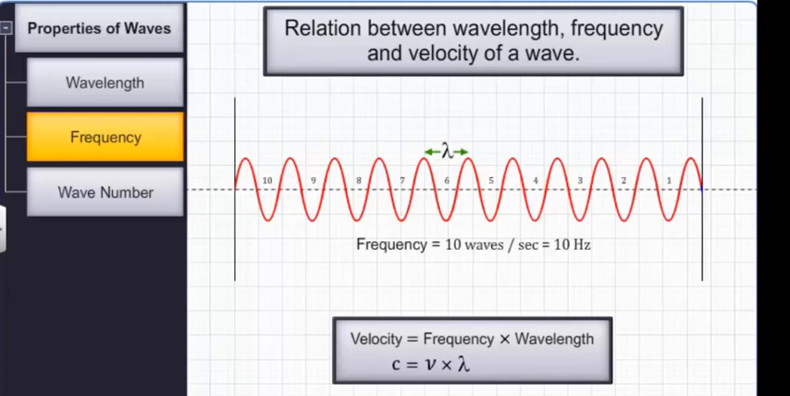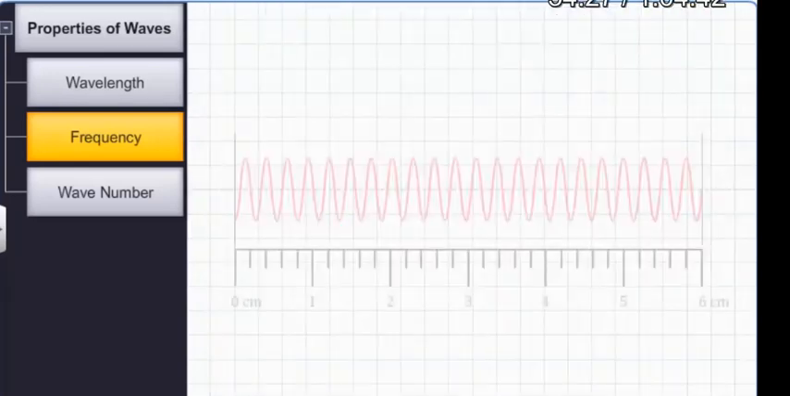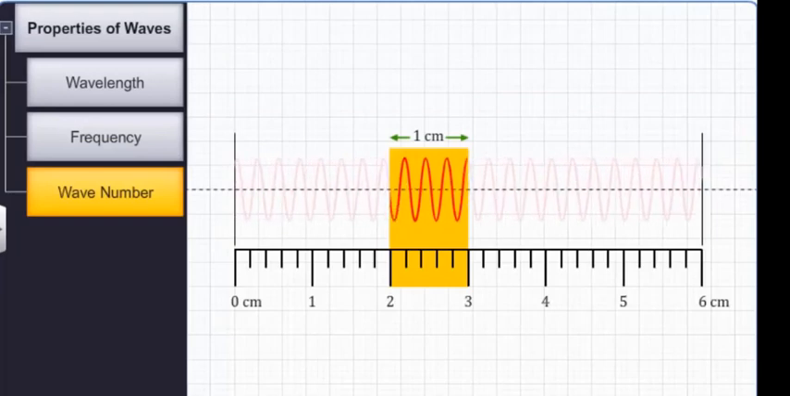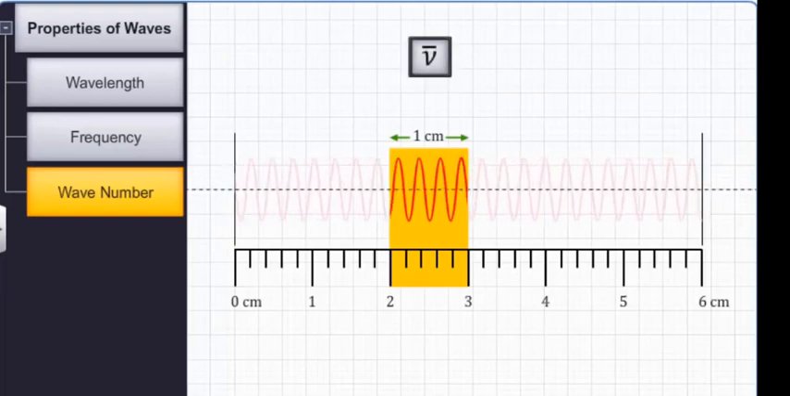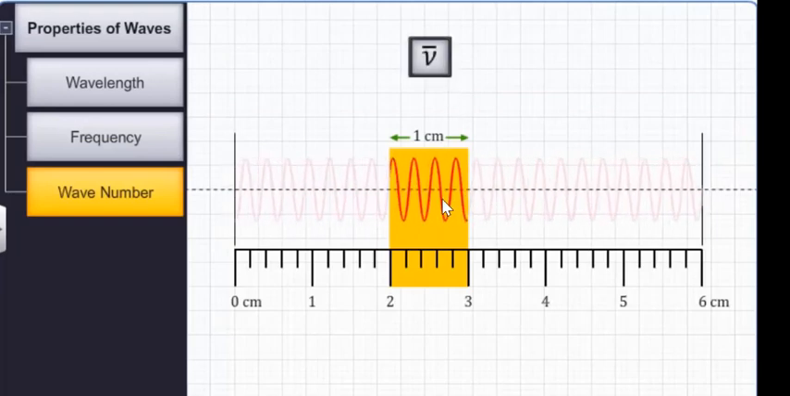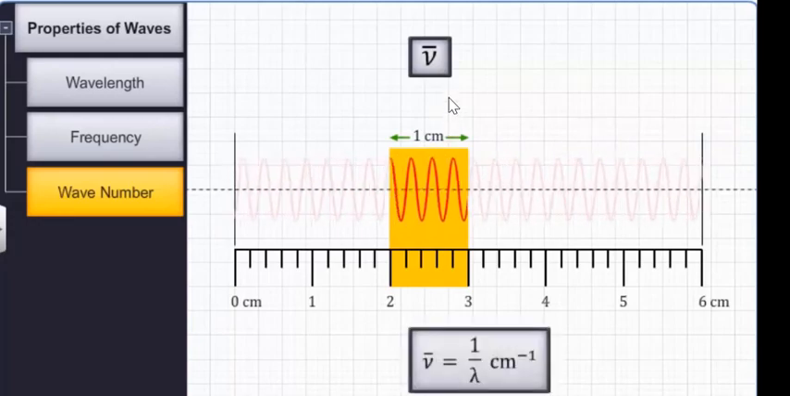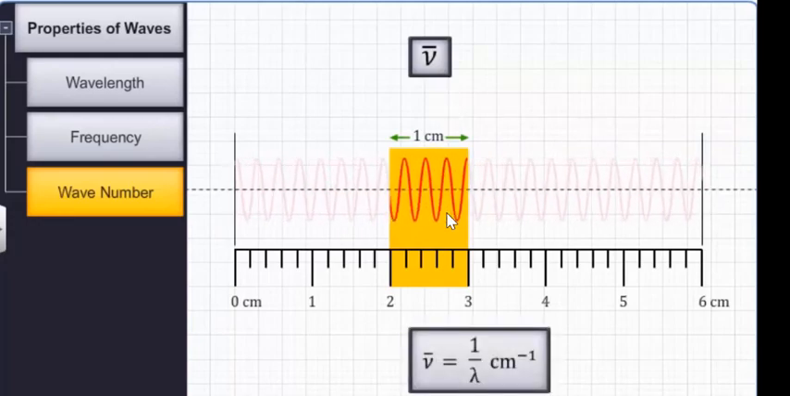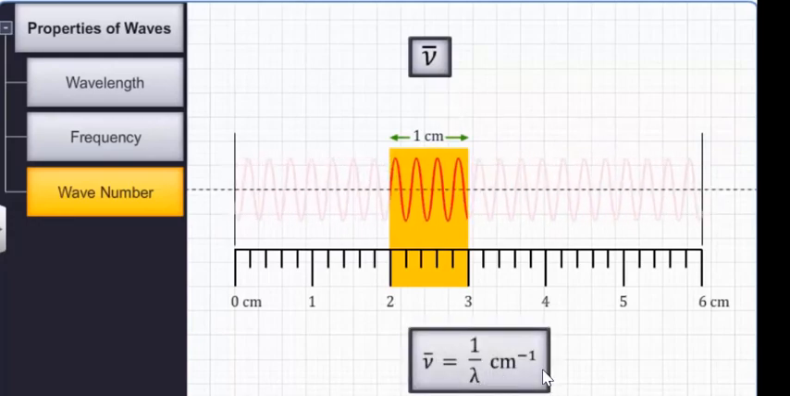Next, wave number. Wave number means within 1 centimeter how many waves are present. That is the wave number. It is shown by nu bar. Nu bar equals 1 by lambda. The unit is centimeter inverse. You can take meter inverse also.